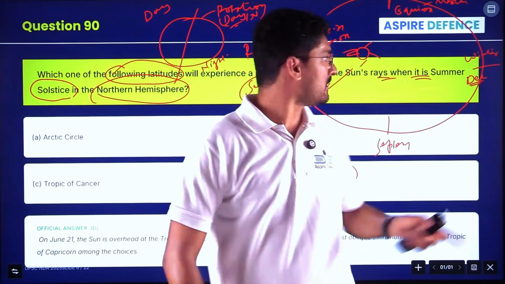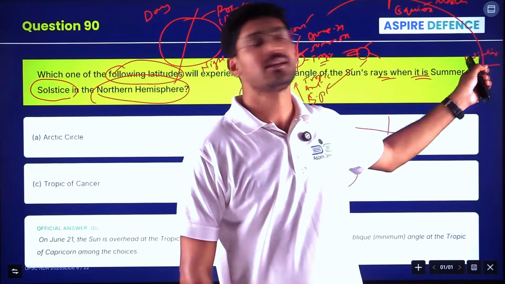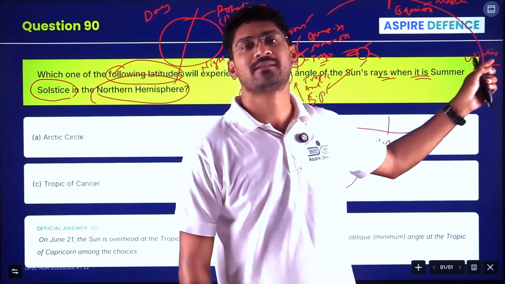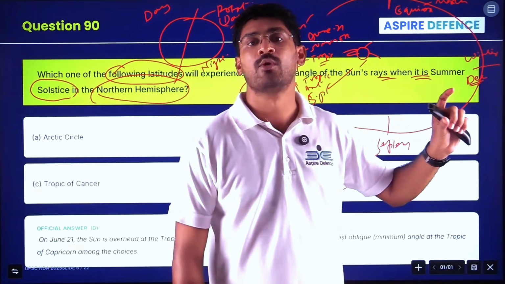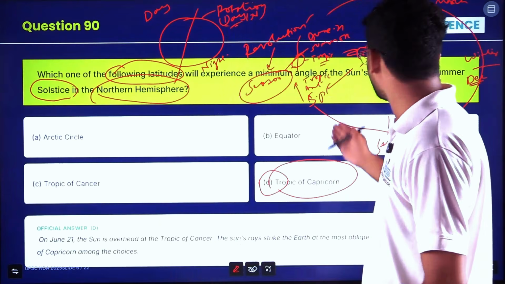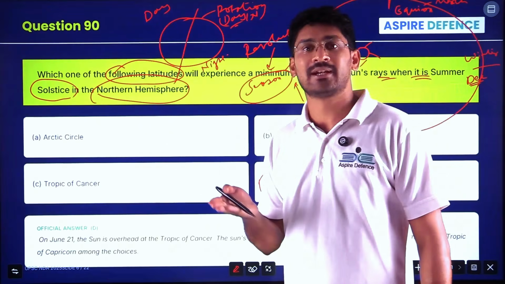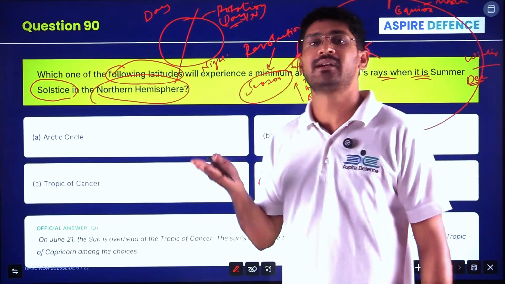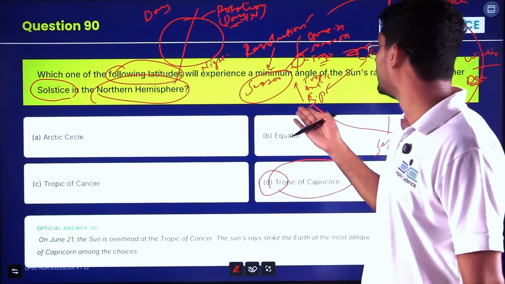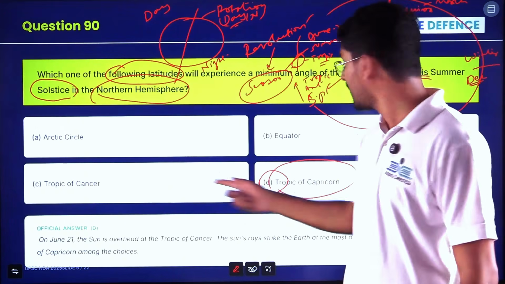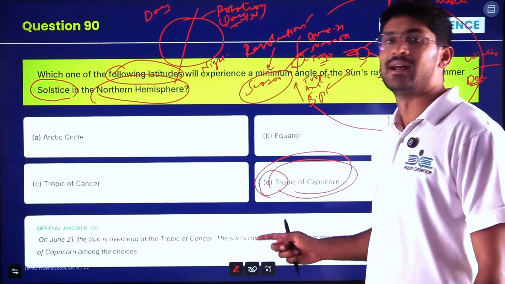It will become opposite in the December month when it is the winter solstice. That is, the northern hemisphere will receive less light and the southern hemisphere will receive more light. Here the order is: the South Pole gets very little light, then the Antarctic Circle will get less light, then the Tropic of Capricorn will get less inclination. Among the options, Tropic of Capricorn is the answer.